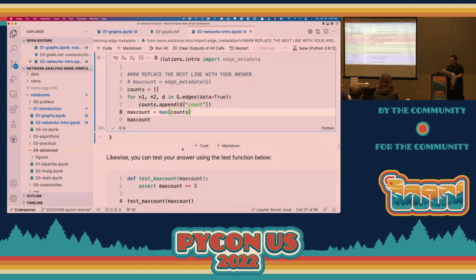So cool. I have the following implementation on the screen. Basically loop over this g.edges with data equals true, append count, and then get its max. If you look at the official answer, there's actually a compact list comprehension that is used inside there as well, right? So, multiple ways of addressing the same problem.